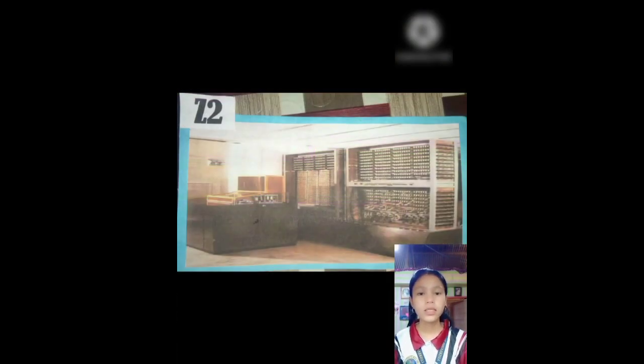Then the next one is the Z2. Z2 is an electromechanical computer developed by Konrad Zuse. The Z2, completed in 1939, was an early example of a programmable digital computer. The Z2 was a significant improvement over Konrad Zuse's earlier creation, which is the Z1. This Z2 machine used a combination of mechanical components and electromechanical relays for its operations.